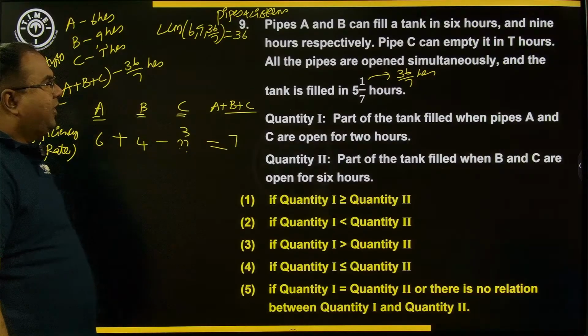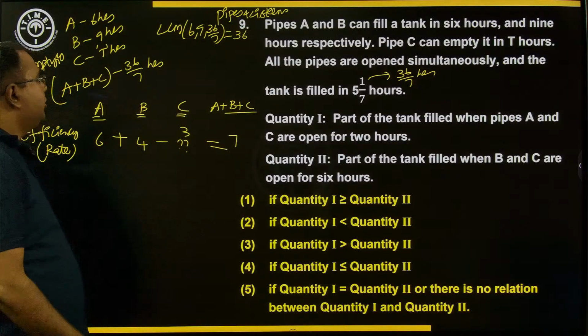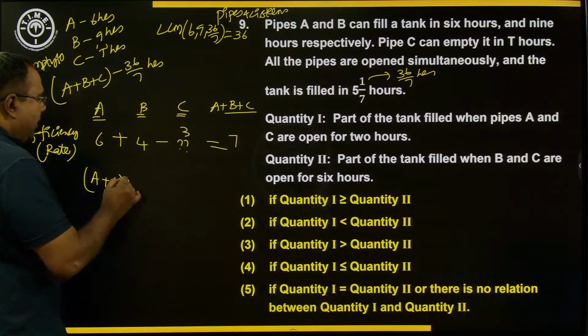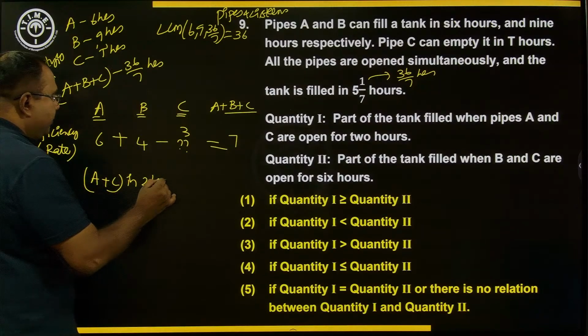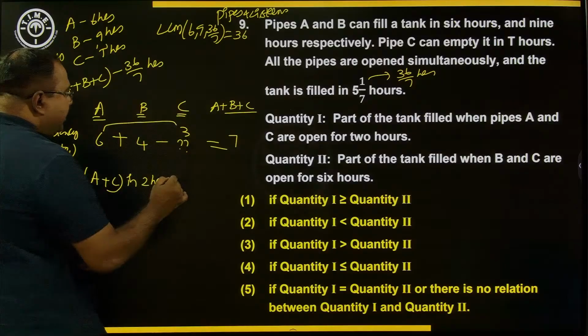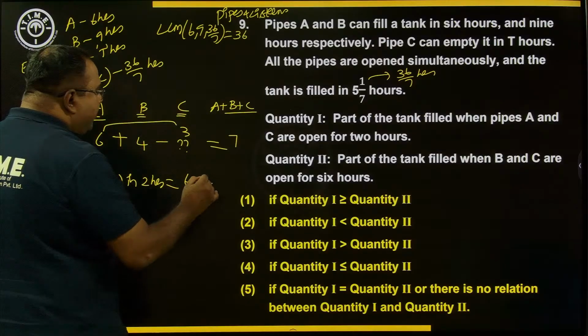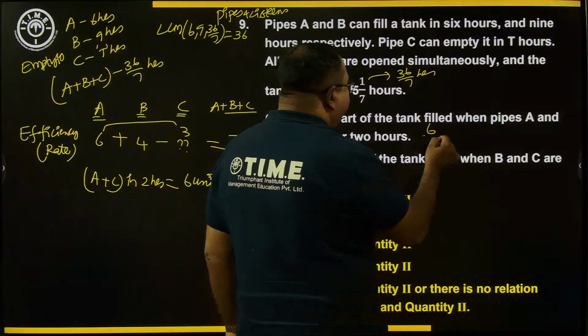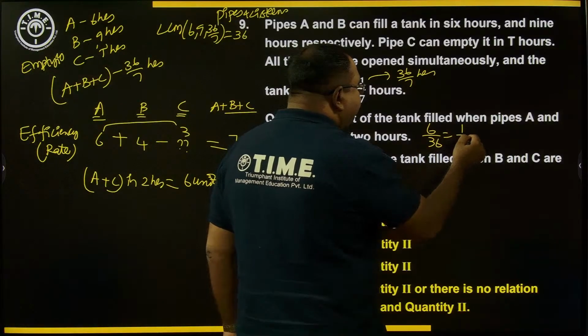Now, the part of the tank filled when A and C are open for 2 hours. C's efficiency is 3. So A plus C in 1 hour, 6 minus 3, 3. 3 into 2, 6 units. What's the part of the tank filled? 6 out of 36. That is 1 by 6.